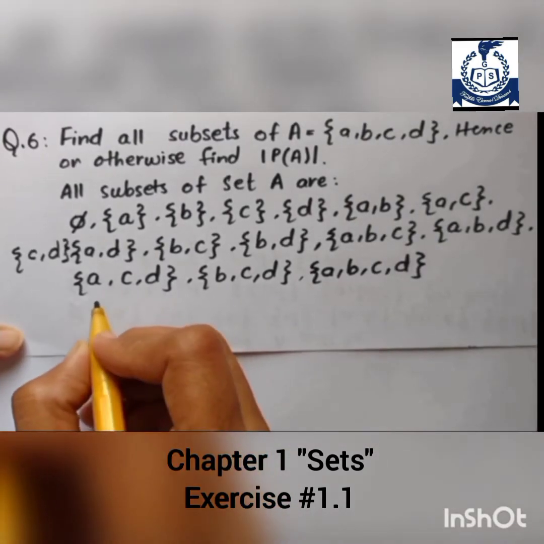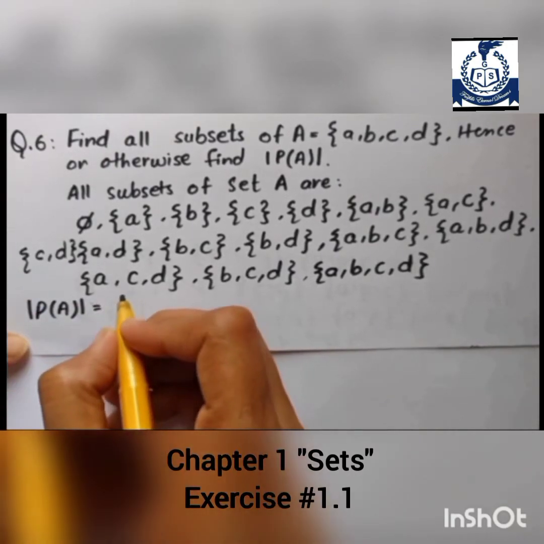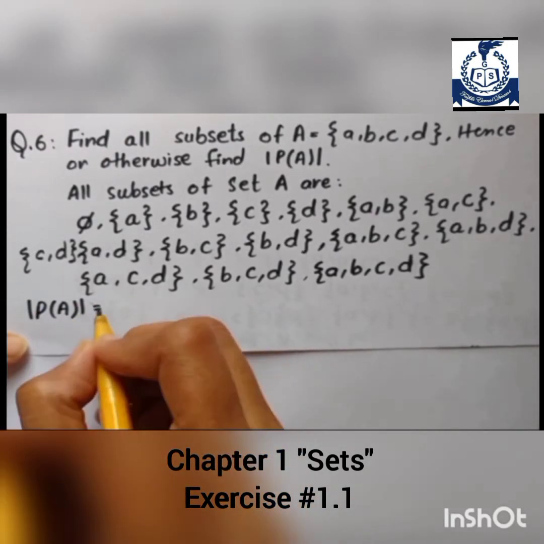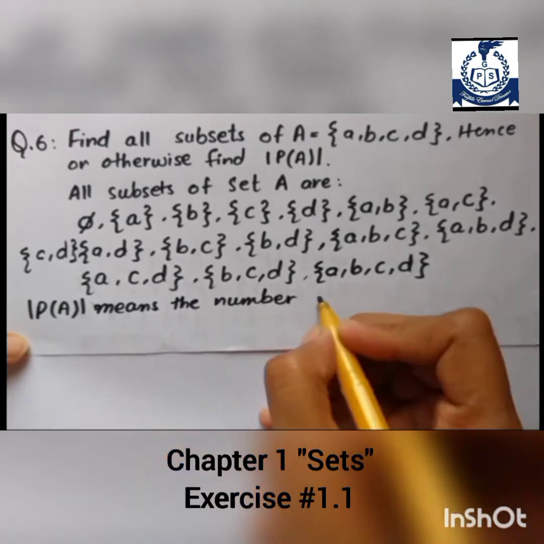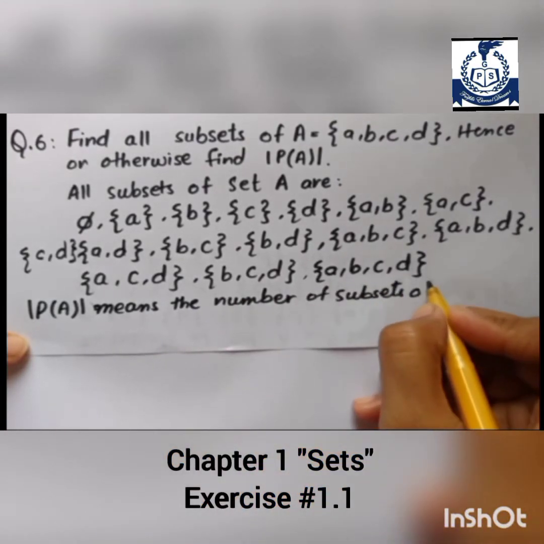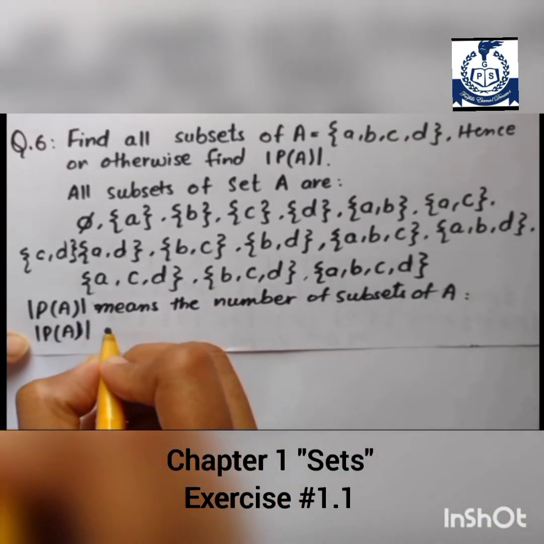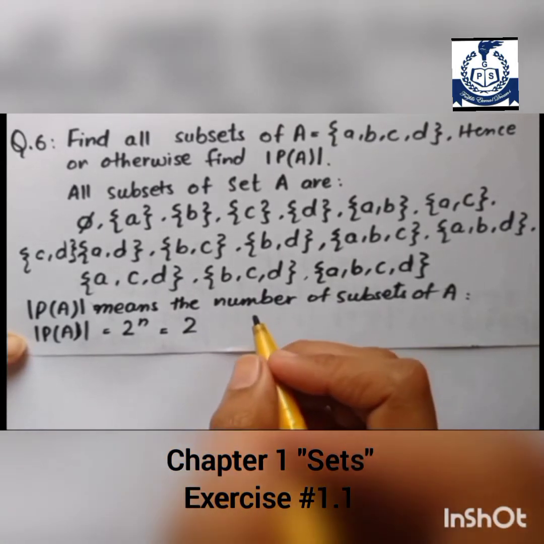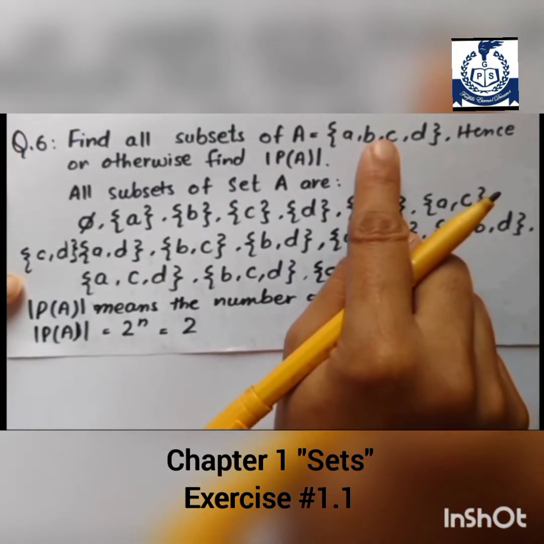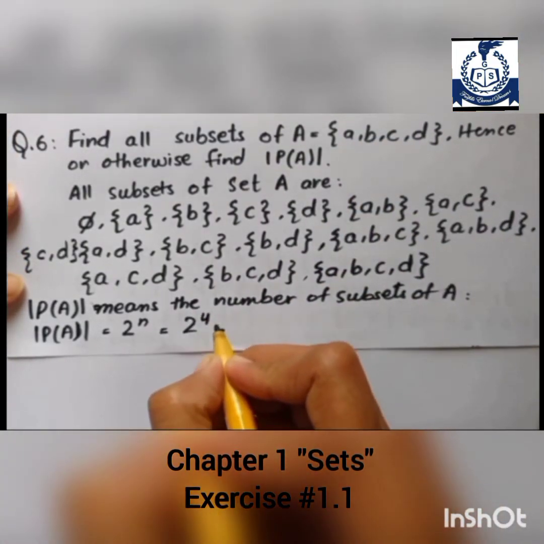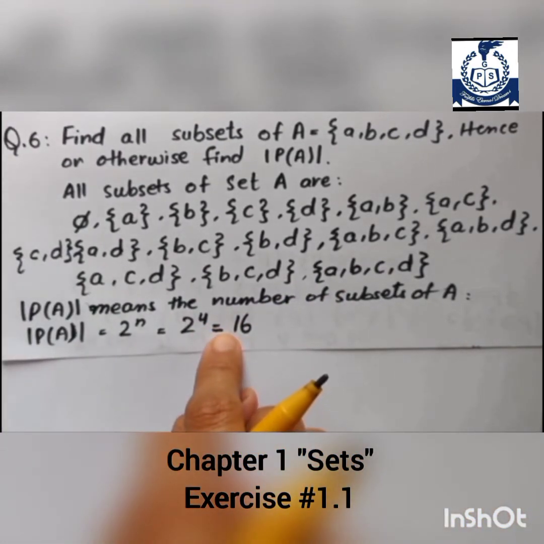So here we make 16 because A has 4 elements in a set, so it means the number of subsets of A, P(A). A has 4 elements, so 2 power 4, which is equal to 16. So these are the subsets of A.